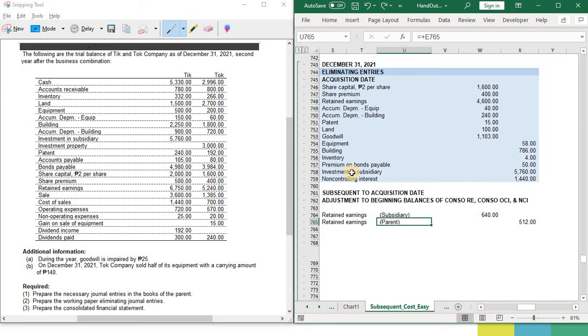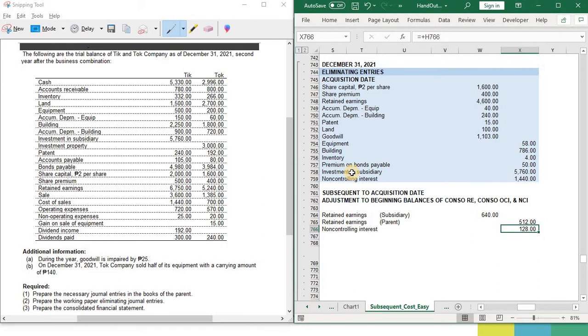So out of 640, 80% is to the controlling interest. That is why we credited the retained earnings of the parent at 512. Then the remaining 20% will go to the non-controlling interest for 128 pesos. So after this eliminating entry, the 640 is now distributed to the controlling interest and the non-controlling interest.